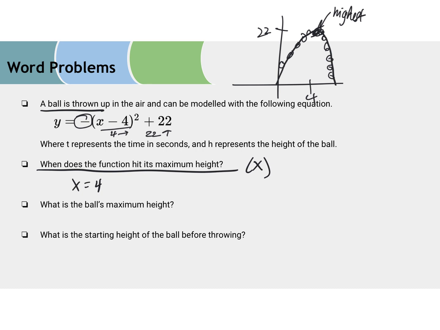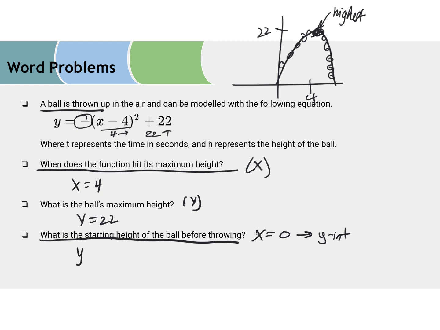What is the ball's maximum height? That would be the y value. So that would be y equals 22. And finally, what is the starting height of the ball when it's being thrown? For this, it's not very clear right off the bat, but if we're talking about a time that starts, that would be when x equals 0. Well, the important point is the y-intercept at that point.